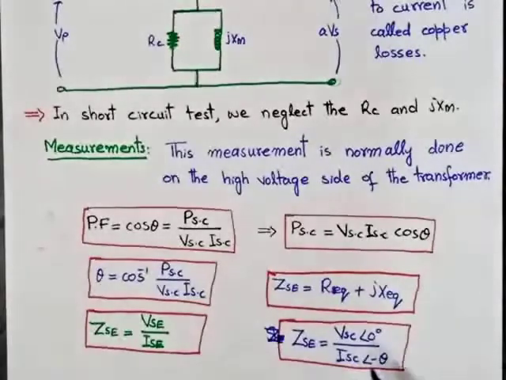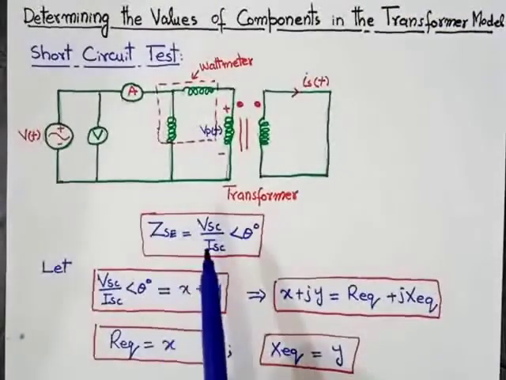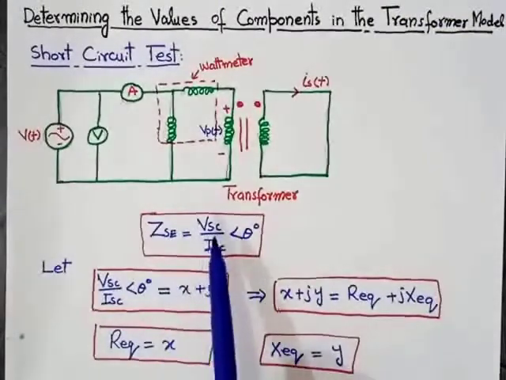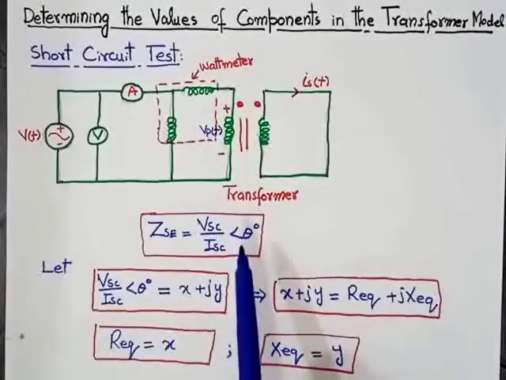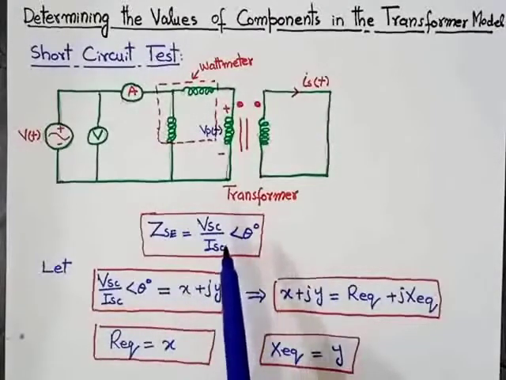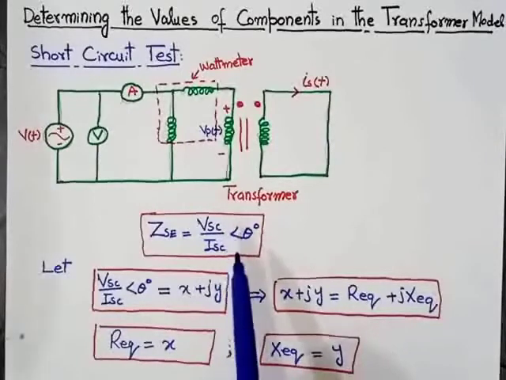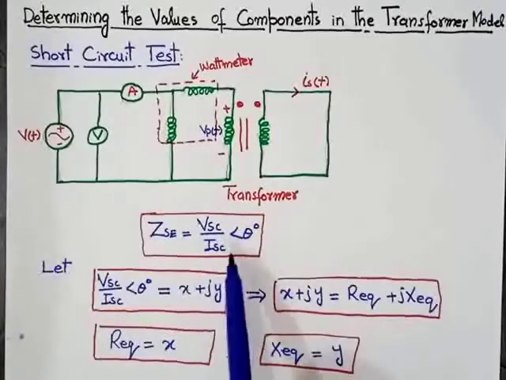By using this formula, if we take the angle from the denominator to the numerator, then the sign of the angle will change. If the sign of the angle in the denominator is minus, then in the numerator it will change. Therefore, Z equivalent is equal to V over I into angle of theta. And this is the polar form of the impedance.